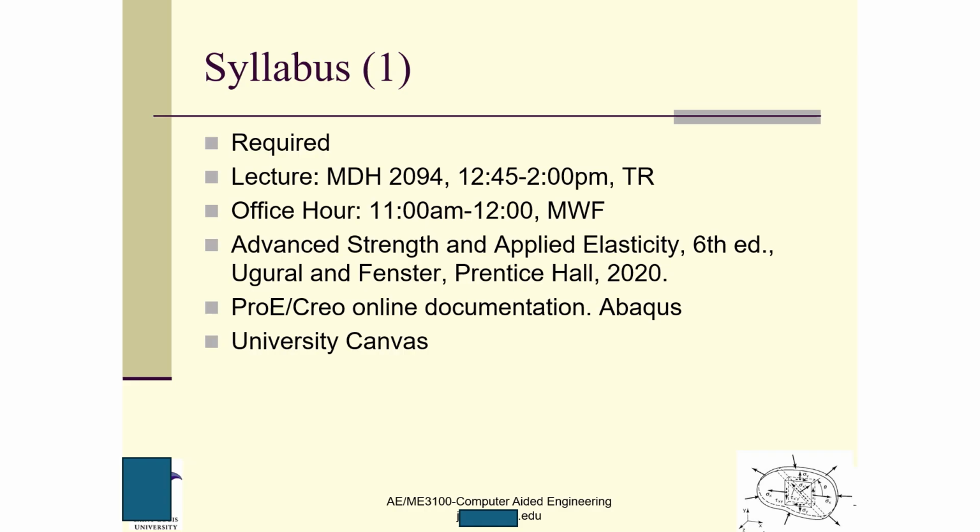Then we talk about the textbook, and we are going to use Advanced Strength and Applied Elasticity, 6th edition. The authors are Ugural and Fenster. It is from Prentice Hall, the publisher, 2020. And in addition, we are going to use Pro/E and Creo online documentation because we are going to design something and then we do the analysis.